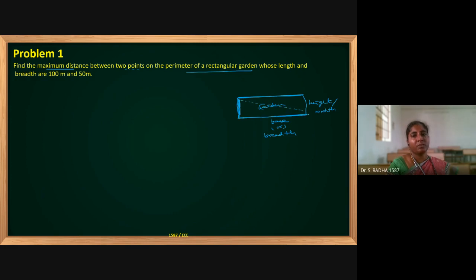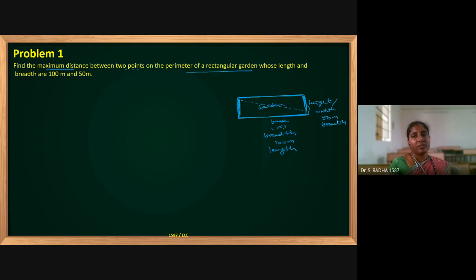They have given the length and breadth. What is the value they have given? The length is 100 meters, and the breadth is 50 meters. If it is called length, then the other should be breadth. Now we are supposed to find the diagonal.